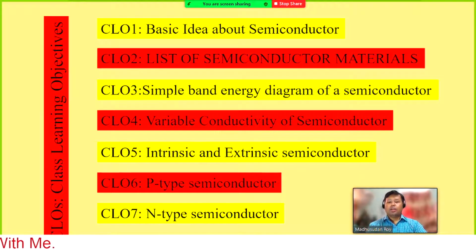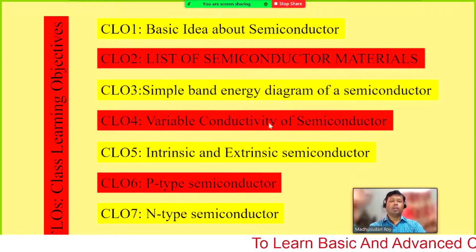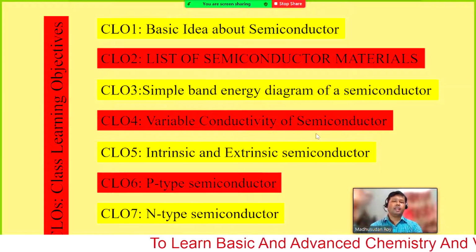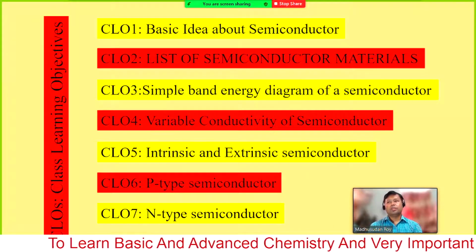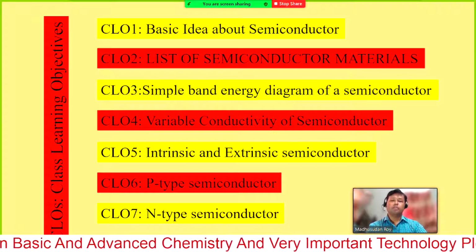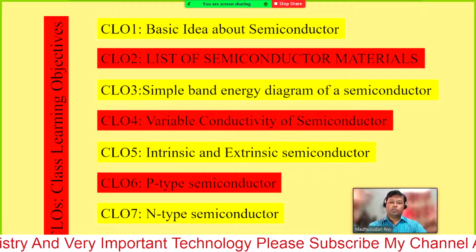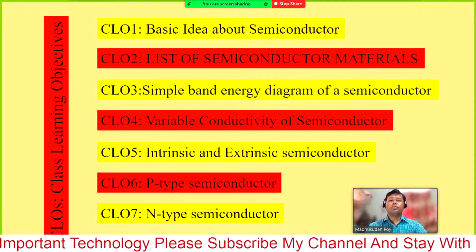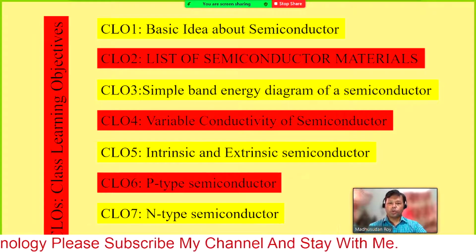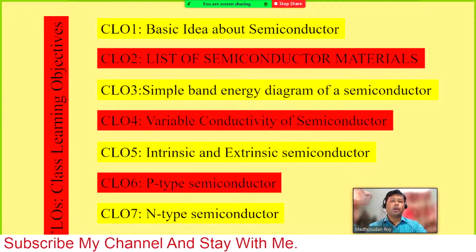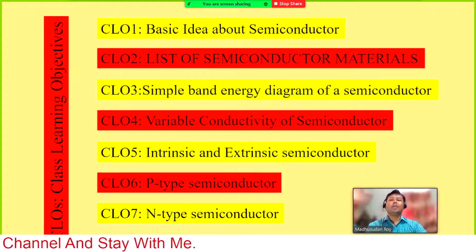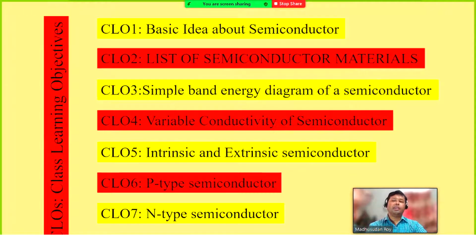So now another thing, variable conductivity of a semiconductor, that is actually the property of a semiconductor material. So if we add some doping agent or doping material, in that case we can vary the capacity, or the probability of flowing current, by varying the amount of the dopant. In that case the conductivity of the semiconductor can vary quite a lot.